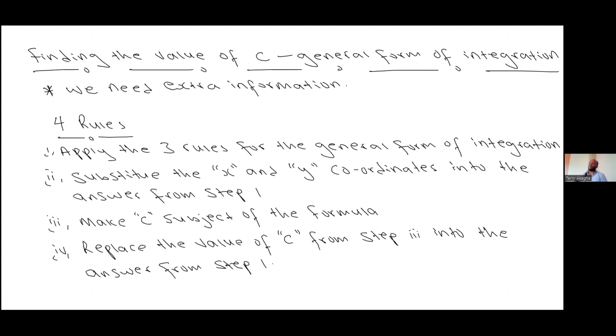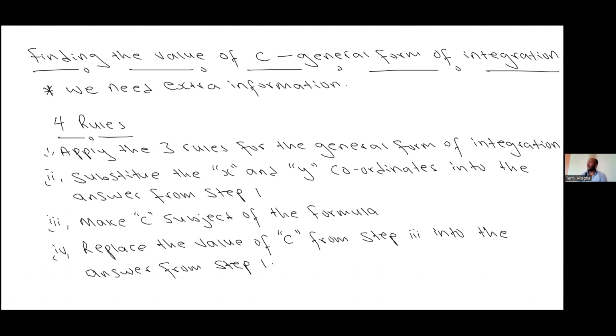All right, so first thing first, you apply the 3 rules of the general form where we talked about you add 1 to the power of X or the variable, you divide it by the new power, then you add C, right? Then after that, you then substitute the value of X and Y coordinates into the answer you get. Then you make C the subject of the formula, then you replace the value of C from step 3 into the answer from step 1.